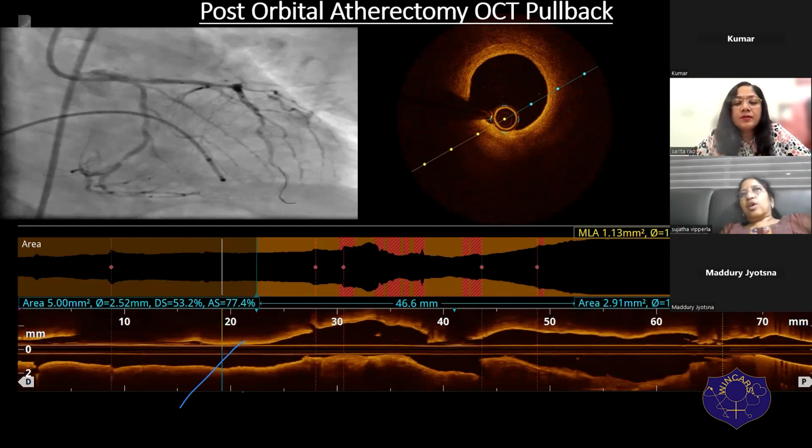Were you against doing an IVL with the rota? With combination and with orbital, I mean. Okay. So the cost of procedure, if you take rota and IVL, is about 11 lakhs. Yeah, at my center.